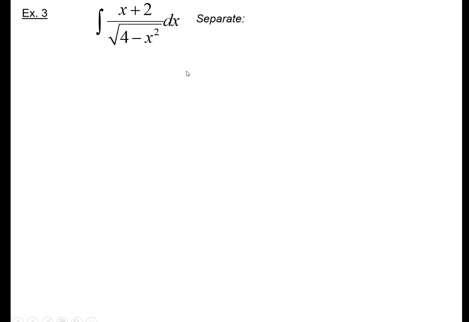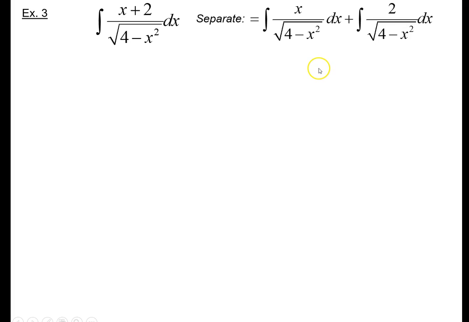So what I'm going to do is separate numerators. Remember, you can always separate numerators. So I'm going to write this as two separate integrands. So I've got the integral of x over the square root of 4 minus x squared plus the integral of 2 over the square root of 4 minus x squared.